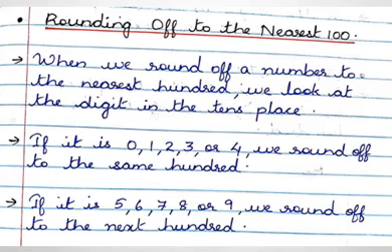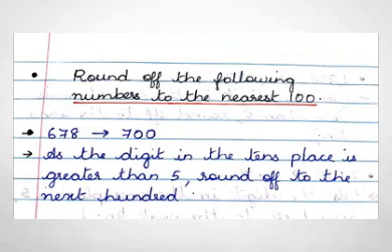Next is rounding off to the nearest 100. When we round off a number to the nearest 100, we look at the digit in the tens place. If it is 0, 1, 2, 3 or 4, we round off to the same 100. If it is 5, 6, 7, 8 or 9, we round off to the next 100. Let's see few examples. Round off the following numbers to the nearest 100.